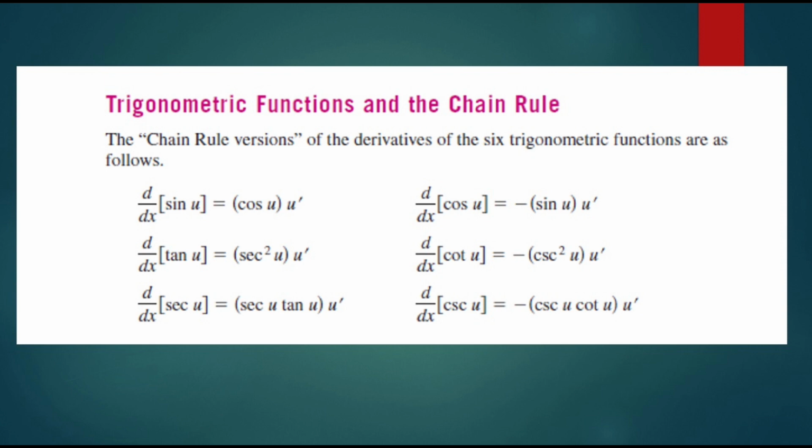Derivative of secant u is equal to secant u times tangent u times u prime. Derivative of cosine u is equal to negative sine u times u prime. Derivative of cotangent u is equal to negative cosecant squared u times u prime. Derivative of cosecant u is equal to negative cosecant u cotangent u times u prime.